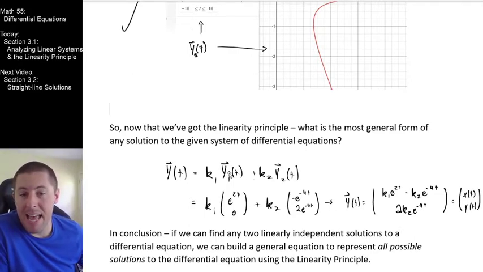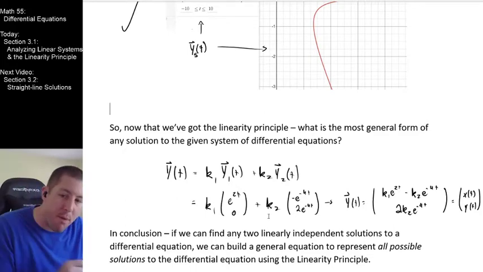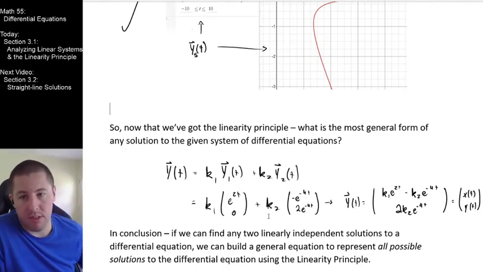If you can find any two solutions, y1, y2, as long as they're not just constant multiples of each other, as long as they're actually linearly independent, then you should be able to take any linear combination of them to find another solution. And even more powerful than that, all solutions will be constructed by a linear combination of those two solutions that you've previously found.